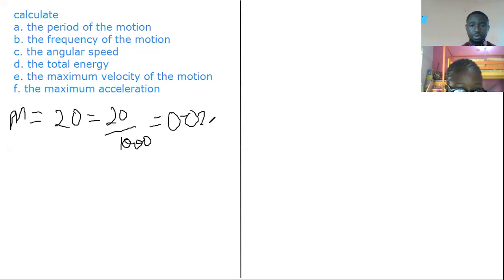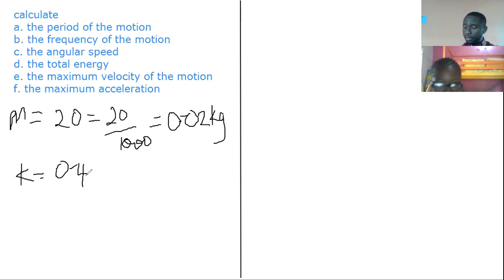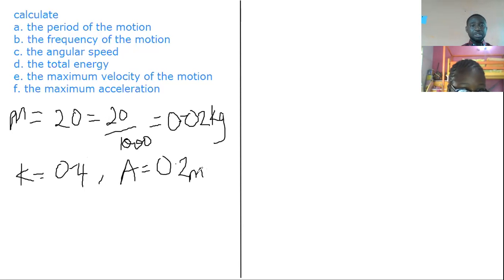Zero point zero two, right? Kilogram. Now, it's suspended from the end of a spiral spring whose force constant is 0.4, which is K. The body is set into simple harmonic motion with an amplitude A equals 0.2 meter. Now the question is: find the period of the motion.